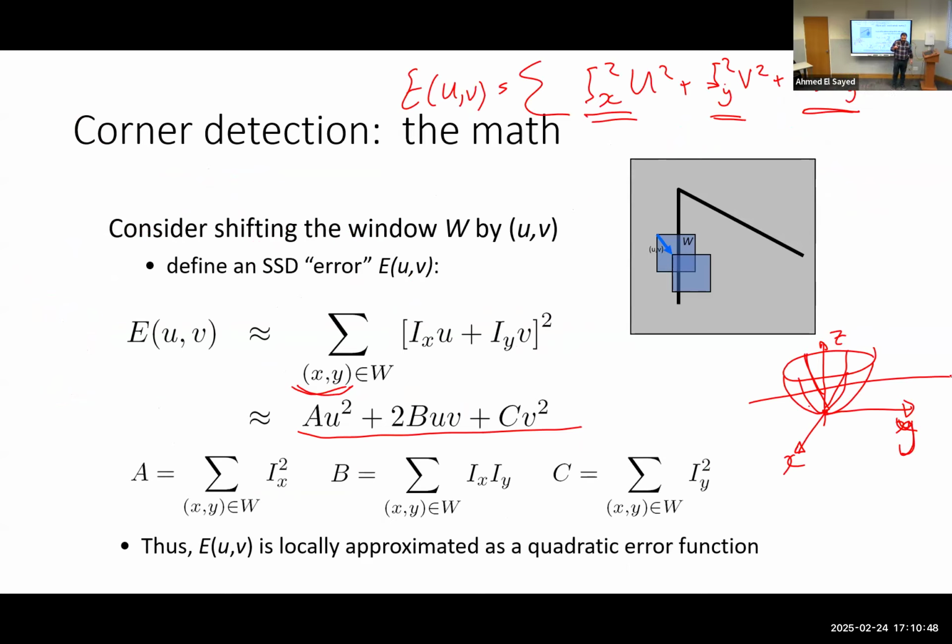Watch out. Okay? Because it's the same shape as the function that we optimize for deep learning, but this is completely different. Here, I'm looking for the maximum error I can achieve. Because if I have maximum error, I have a corner. If I have low error, then there is no corner, it's a flat error. Okay?